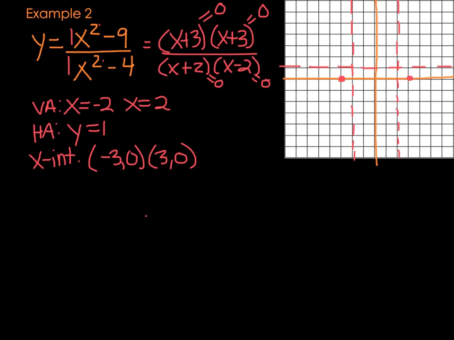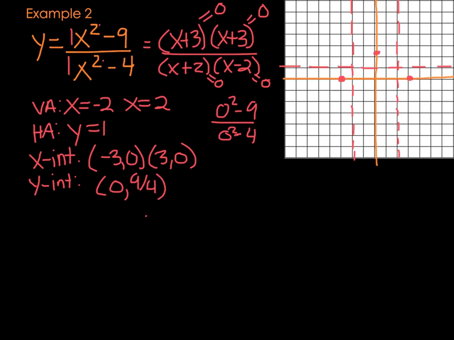To find your y-intercept, you plug in a 0 for x. So if I had 0 squared minus 9 over 0 squared minus 4, I would have negative 9 over negative 4, which is 9/4. So my y-intercept is at 0, 9/4. 9/4 is 2 1/4, so right there.